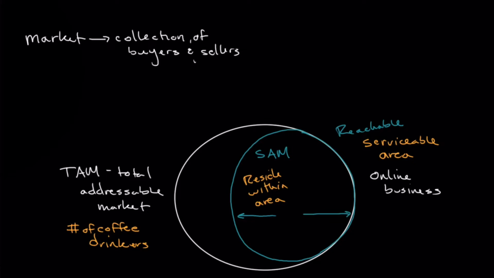Instead, what we will want to think about to try to figure out our serviceable area market is we might want to do some research into keywords. There are a lot of really good tools online that you can utilize as a way to figure out how many times people are searching for specific keywords that might relate to my business idea.